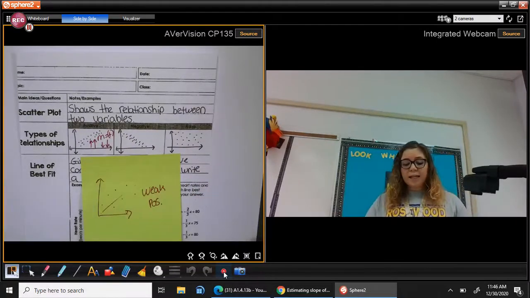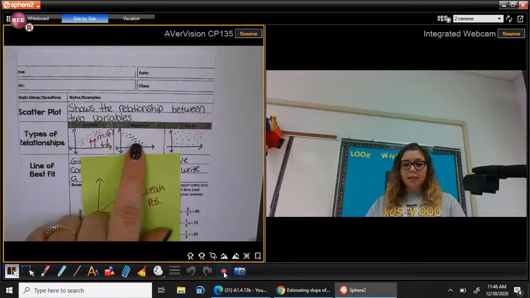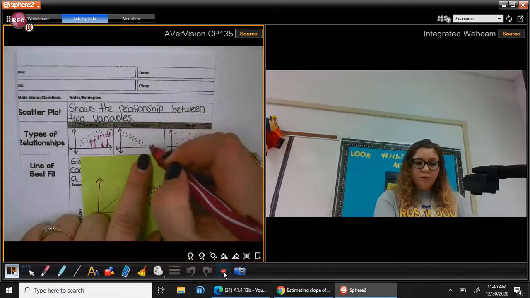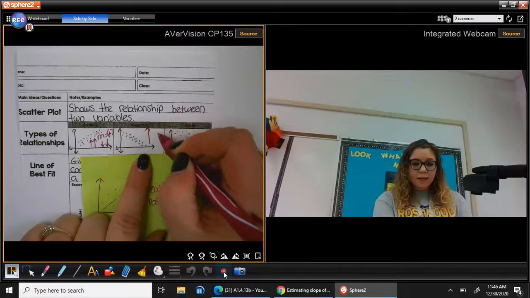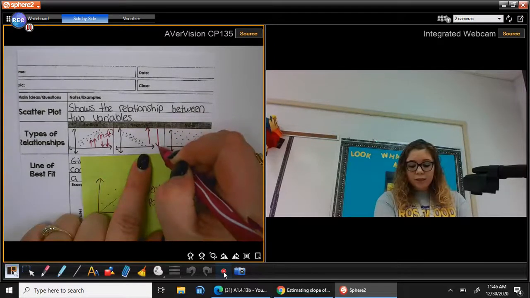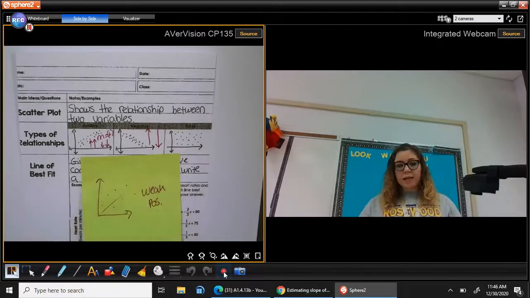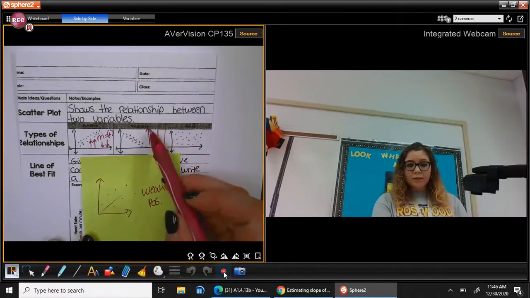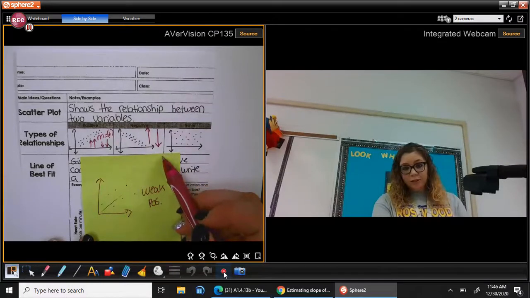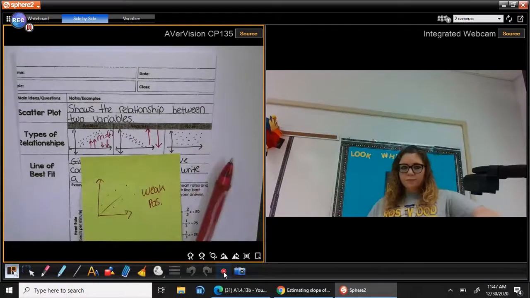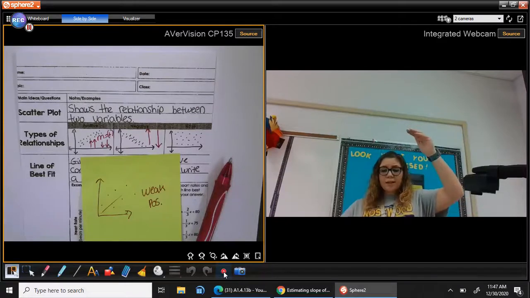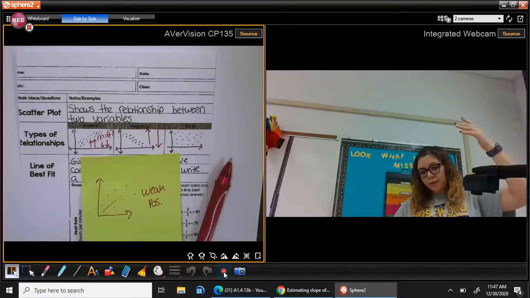The second kind of relationship is a negative relationship. This is when, as one variable increases, the other one is going to decrease. So an example would be the weather. The colder it gets, the less AC you're going to use. So the colder it is outside, the less AC you're going to use. One's going up, one's going down. They do correlate. They do have a relationship. However, it's just a negative relationship.